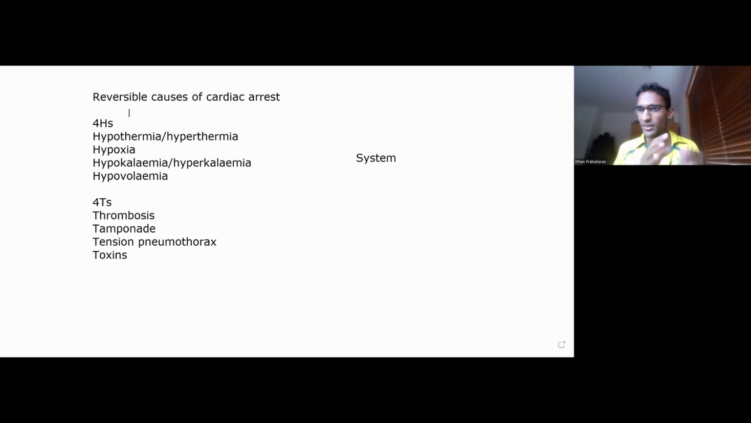So order is important. If I took your phone number and I jumbled up the digits, then it would be so much harder to remember even those numbers that were in it. And order is important. And you can incorporate a system into your order. So let's say we want to memorize the 4 H's. Hypothermia. We can think of temperature as your head. When you feel feverish, you measure the temperature here.